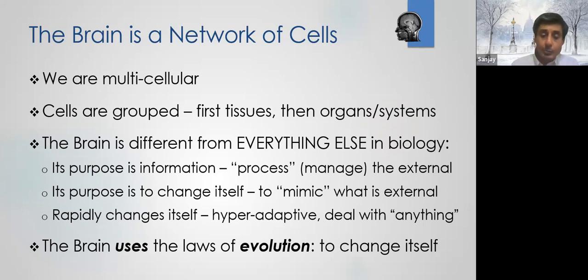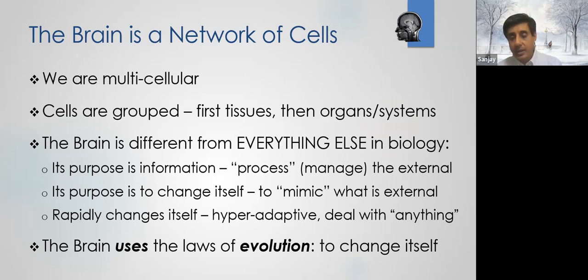So its purpose is to process information from outside of itself. A second purpose of the brain is to change itself. Okay, this is very, very important. No other organ, other organs do this somewhat, but most organs do it in a very limited way. The brain, the entire reason for the brain is to change itself rapidly, frequently, over time.